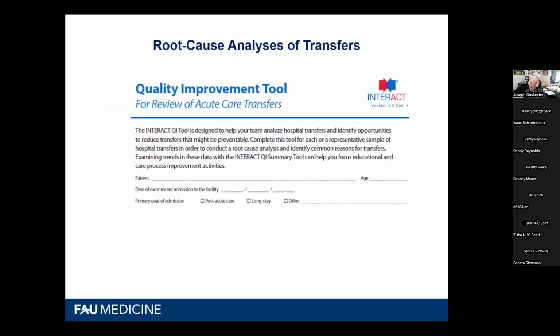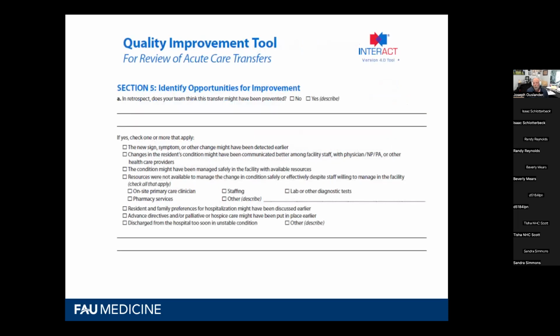And I mentioned another component of the program is quality improvement: to review what's happened, to do a root cause analysis, try to learn from that, and provide education. So this is the quality improvement tool, and it's five parts. The last part asks, in retrospect, does your team think this transfer might have been prevented? No or yes, and describe why.